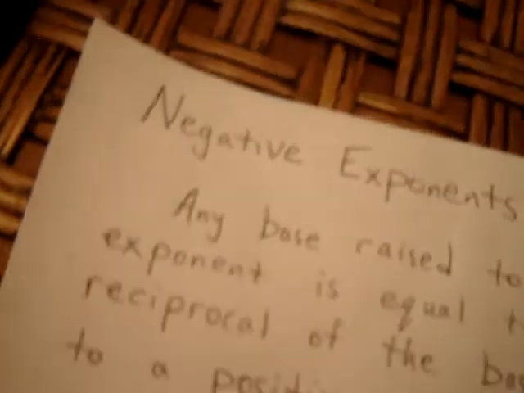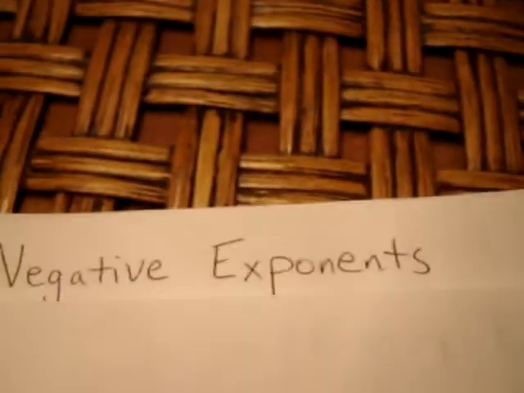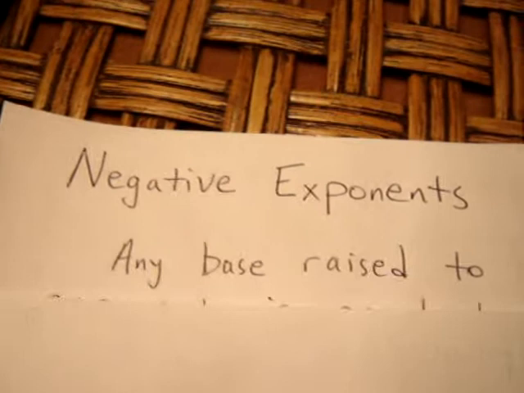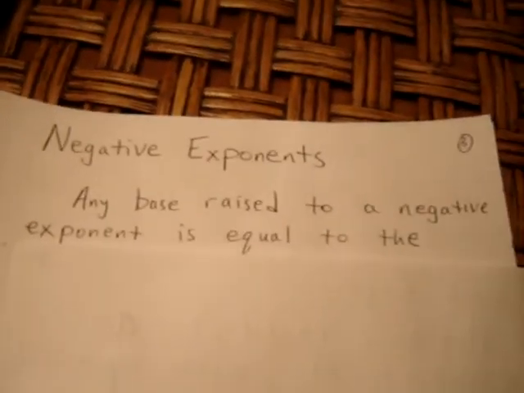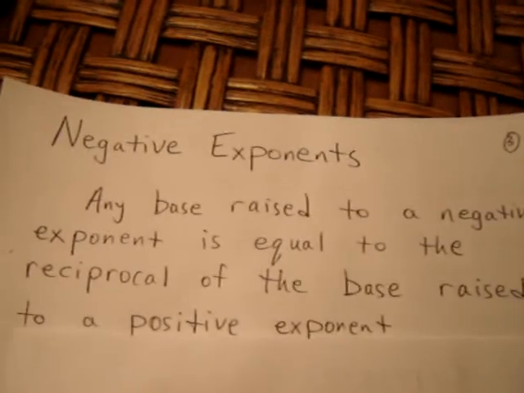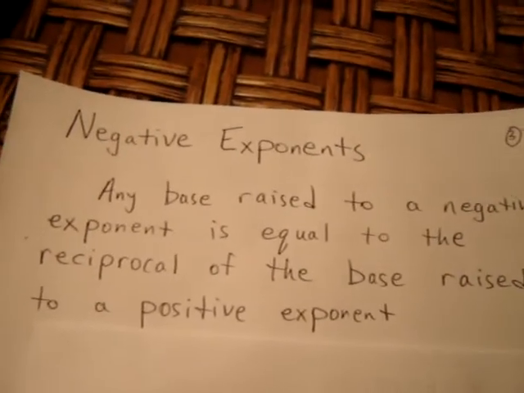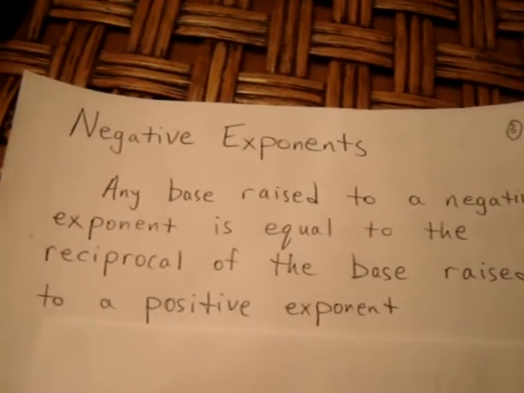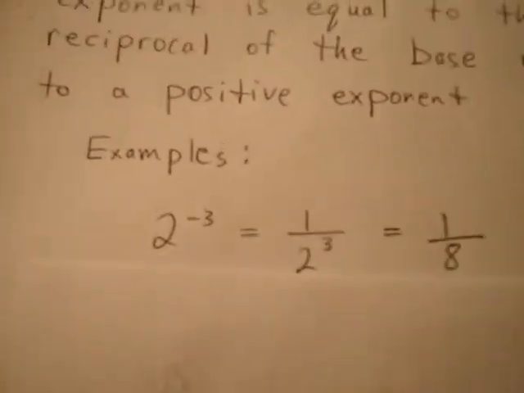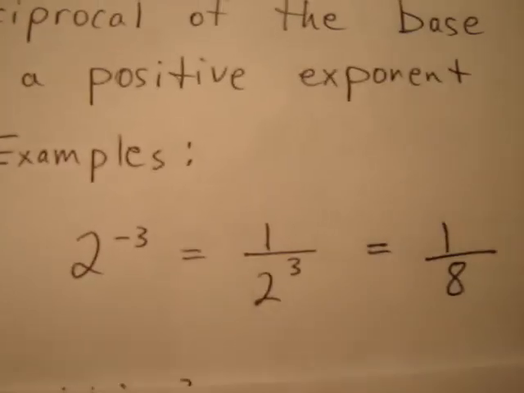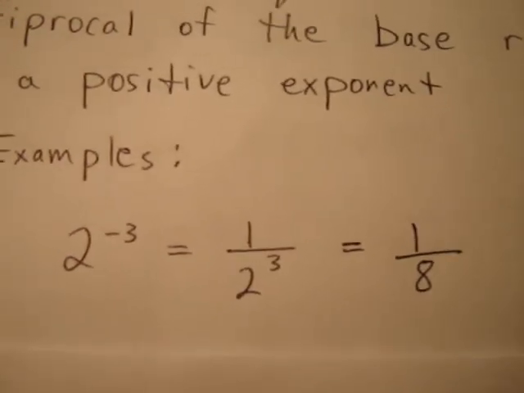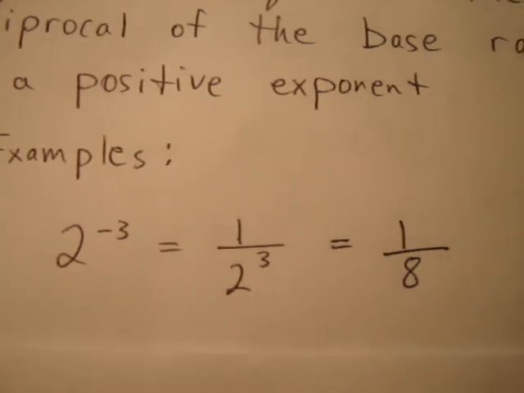Okay. Well, let's look at another thing that's sometimes counterintuitive for students, and that's negative exponents. Any base raised to a negative exponent is equal to the reciprocal of the base raised to a positive exponent. Well, let's have an example or two of this. For example, 2 to the negative 3 equals 1 over 2 to the positive 3, which equals 1 over 8.